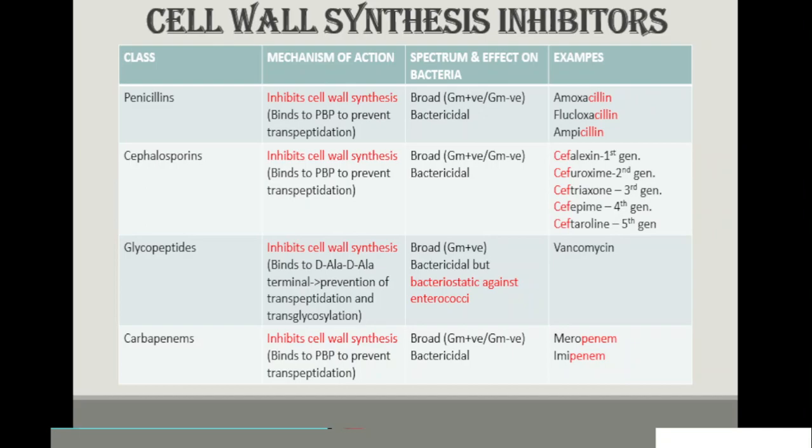Then we have carbapenems. Carbapenems also inhibit cell wall synthesis the way the penicillins do. They also bind to the penicillin binding protein to prevent transpeptidation. They are also broad spectrum, acting against gram positive and gram negative. They are bactericidal as well. Examples are meropenem and imipenem. Meropenem is quite common. It's one of the strongest antibiotics we use in the clinic. If the patient is not responding to the other antibiotics, meropenem is the last resort we normally use.